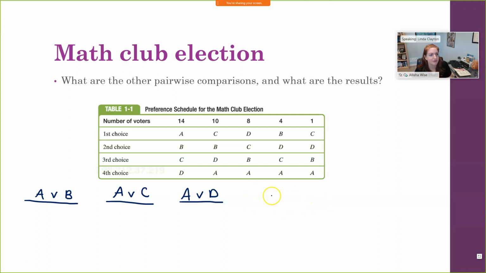Are we just looking at the first row or all 4 choices? All 4 candidates. So there's A, B, C, and D. So think of all the different ways you could combine those. What'd you say? B versus C. B versus C. Absolutely. Let's see.